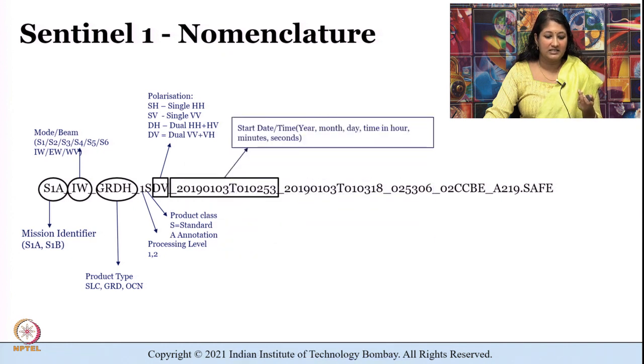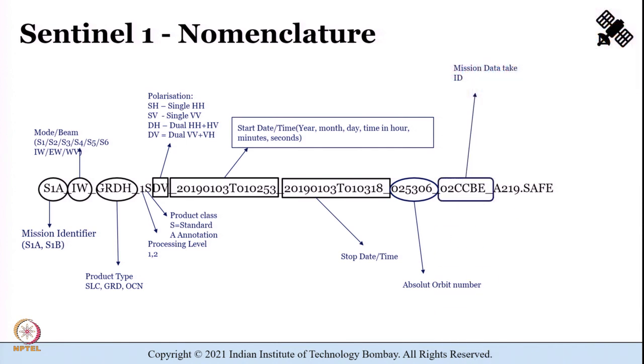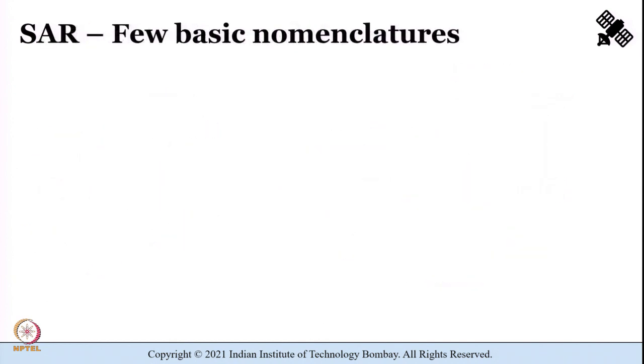And the starting date, that is year, month, day, time in hour, minute, seconds. Okay. And of course, the stop date or time, followed by the absolute orbit number, the mission data take ID, the product unique ID, and the product file extension. Okay. Now that we have broken down the nomenclature of Sentinel-1, let us try to understand a few basic terminologies.